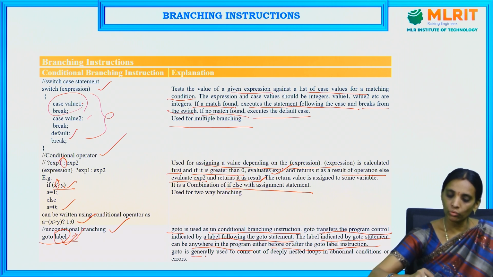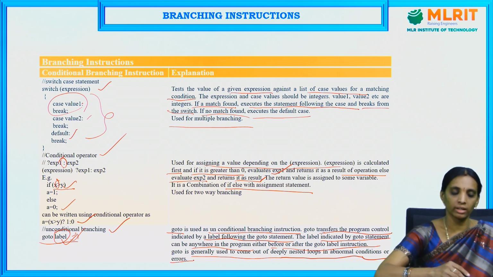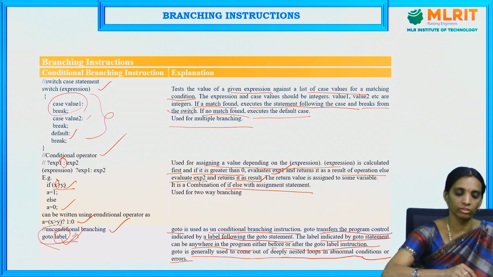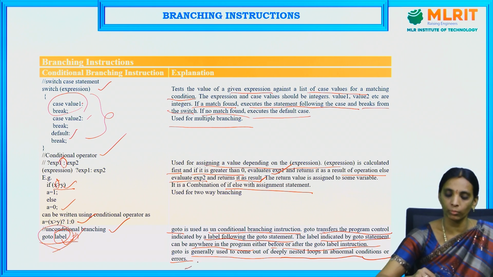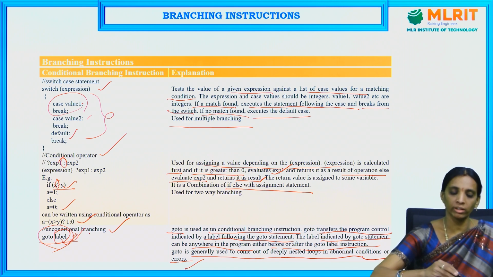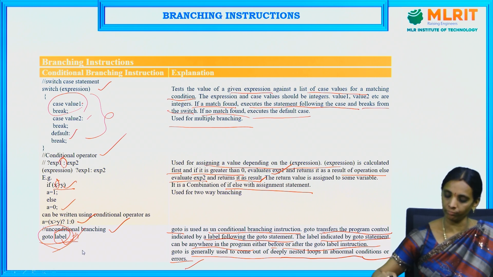And next, goto is generally used to come out of deeply nested loops in abnormal conditions or errors. So generally we use this as unconditional branching. If any abnormal conditions occur in the program and any errors are produced due to those abnormal conditions, then it will be skipped. Otherwise, it will generally be executing.